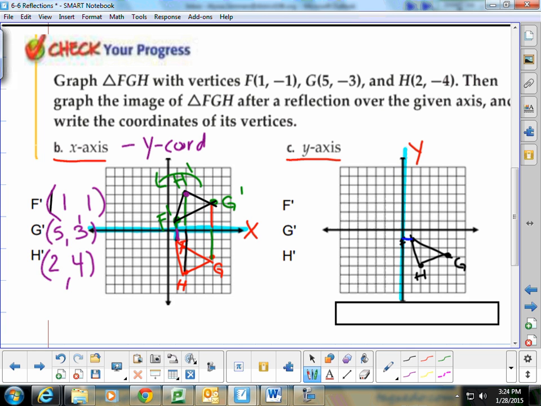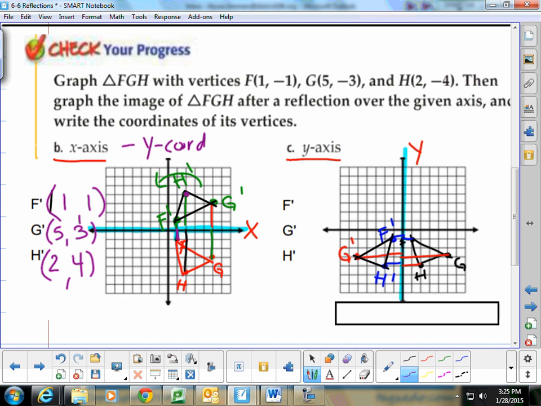So 1 unit away, so we're going 1 unit on the other side for F prime. 5 units away, so we're going 5 units, 2, 3, 4, 5 on this side for G prime. Stick with the same color maybe. H is 2 units away, so we are going to go with H being 2 units away on the other side for H prime. We will connect our lines, F prime, G prime, H prime, F prime. And notice again, we have the same triangle, different spot.